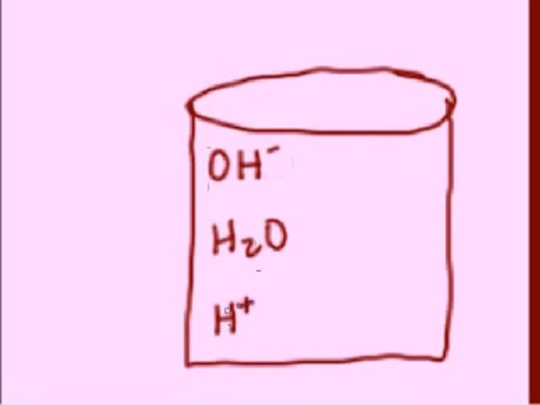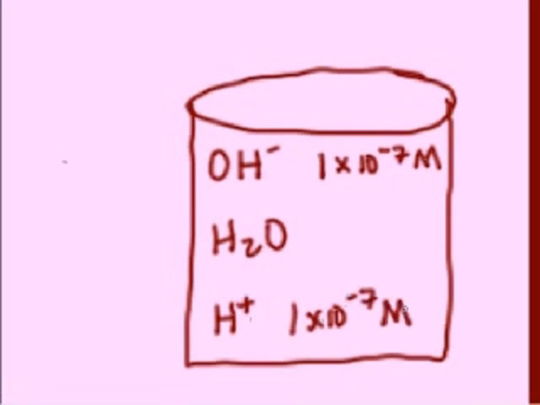Now in pure water, the concentration of hydroxyl ions is going to be 1 × 10⁻⁷ molar, and that's going to give the water a pH of 7. The proton concentration is also 1 × 10⁻⁷ molar, and that's also going to give it a pH of 7. So pure water has a pH of 7.